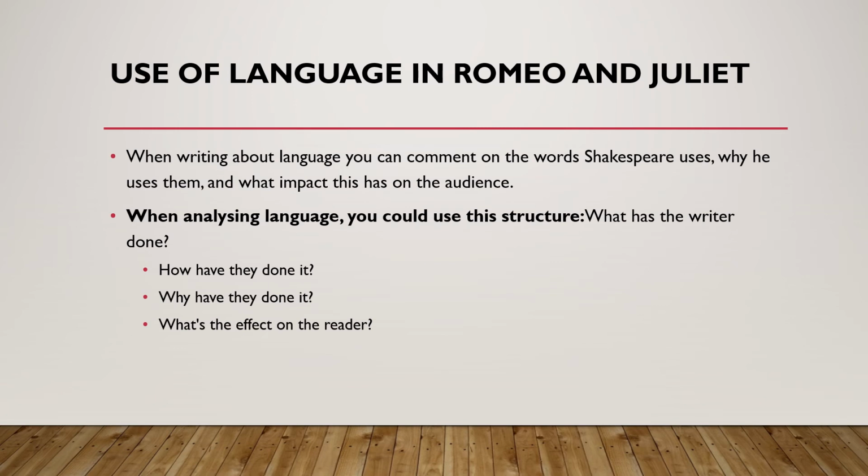So we're going to have a think about some of the language within Romeo and Juliet then. When we're writing about language, we're going to comment on the words that are actually used, how they're used and what their impact is. So when you're writing about language, there's a simple structure that you can use.